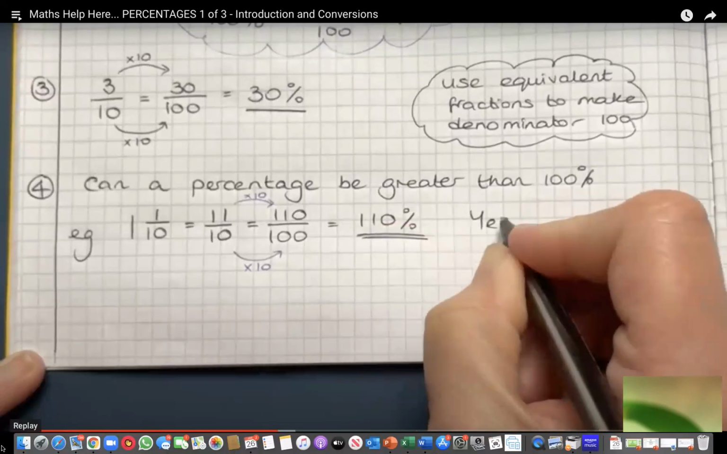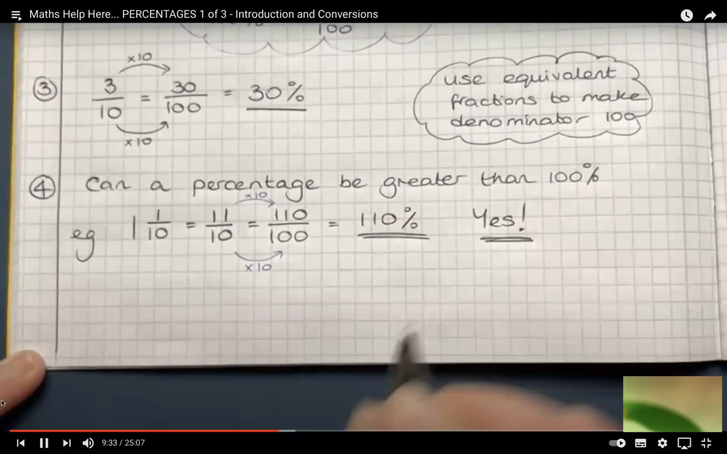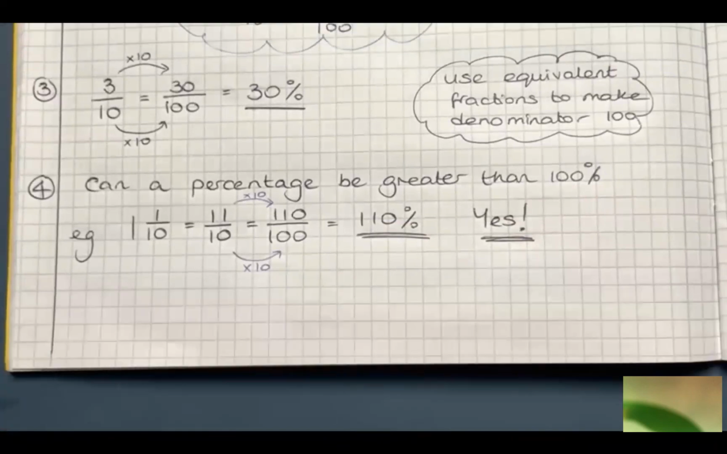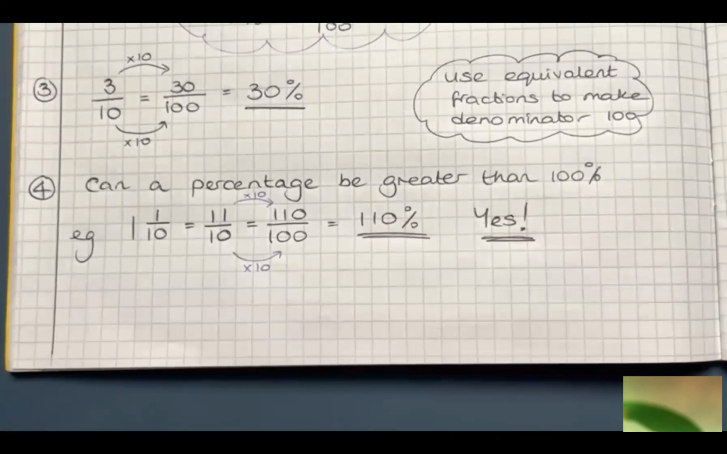So yes, a percentage can be greater than 100%. And that's one of those common misconceptions that people have, that they think you can't go beyond 100%. So let's look at a couple of examples.